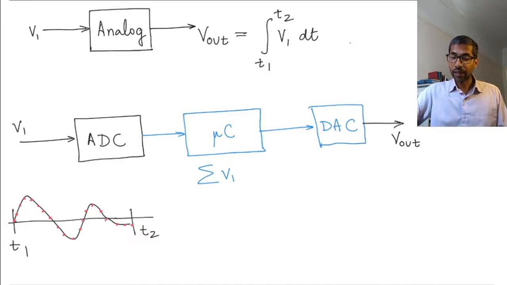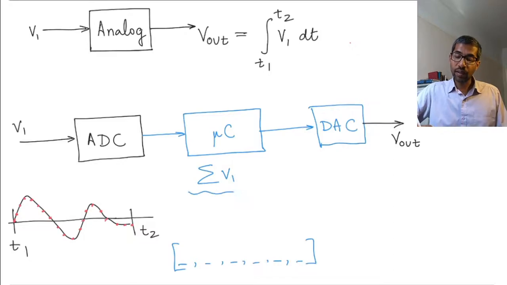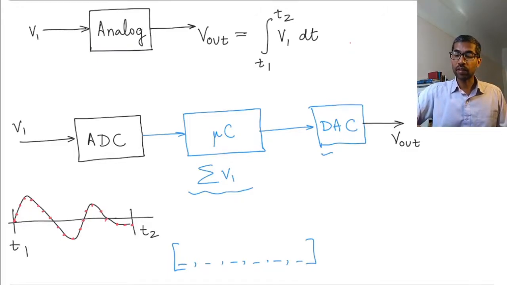So the first step, again, as before, is that this analog signal V1 is converted into a digital signal. And this digital signal is basically going to be an array of numbers, and there are going to be some numbers out here. And what you want to do in the microcontroller, instead of integration, is add all these numbers up. And once you add those numbers up, you will convert that into a digital to analog value, and you will get V out, which corresponds to that integration.